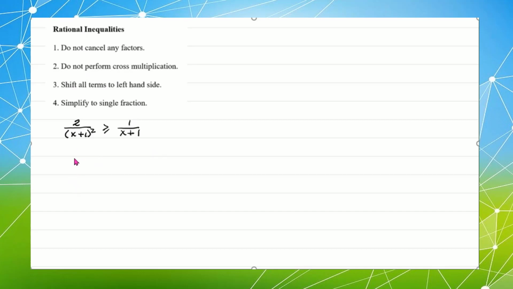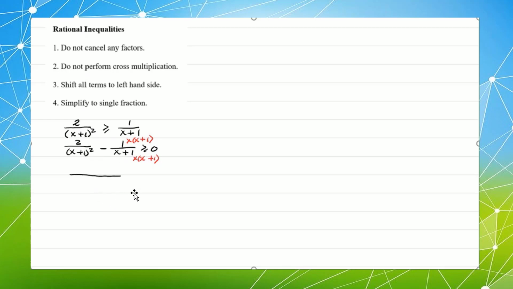So let's look at this example. When solving this inequality, first, please do not cancel off the x plus 1 and also do not cross multiply. What we do is we shift the term on the right to the left. After that, we need to simplify into a single fraction, which means we need to combine these two fractions.